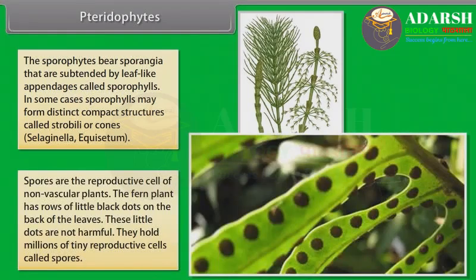Spores are reproductive cells of non-vascular plants. The fern plant has rows of little black dots on the back of the leaves. These little dots are not harmful.